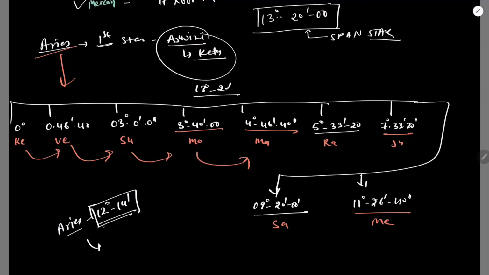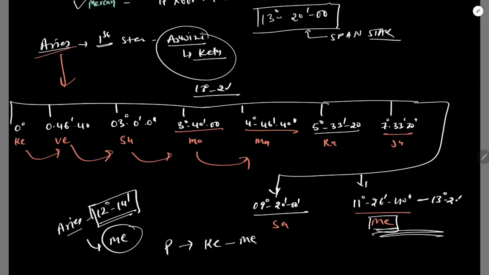where this longitude is falling. So it is falling somewhere in the Mercury, because Mercury is starting at 11 degree and 26 minute and 40 second, and it will end at 13 degree and 20 minute. So it is somewhere here. So that planet will be in the Mercury sublot. So we can say that planet P will be in Ketu star and in Mercury sub.